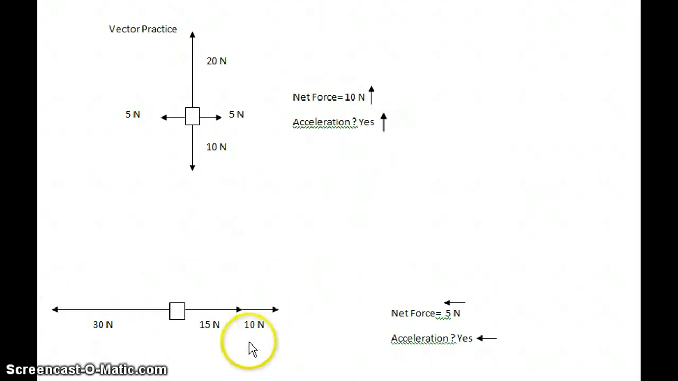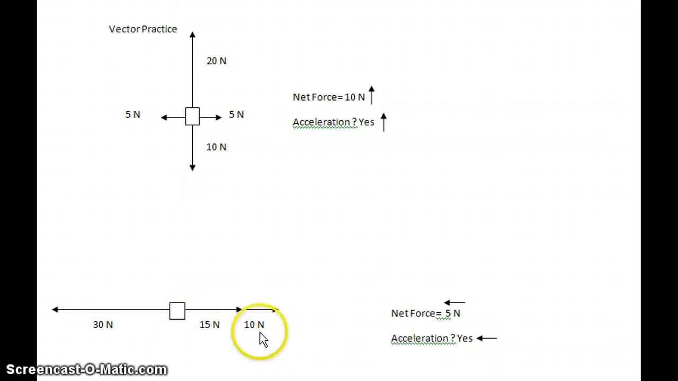Down here we have a second example. We have another box. We have a 30 Newton force acting to the left, and we have a 15 Newton force acting to the right, and an additional force of 10 newtons acting to the right. You could attach both of them to the box separately, but I think it's easier to see that this combines to 25 newtons if you put them end to end.